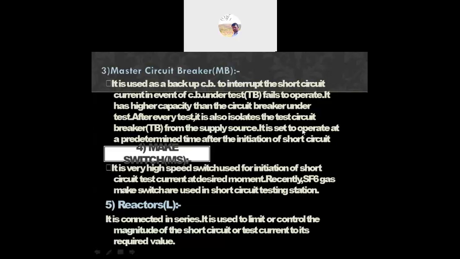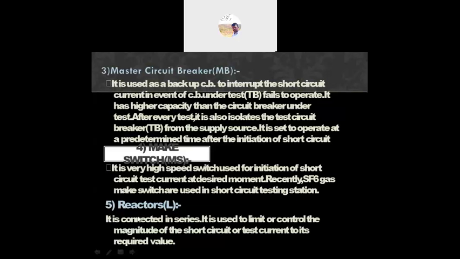Next are the making switches. The making switch is a very high speed switch used for the initiation of the short circuit test. You have to flow the short circuit current, so if you use a normal switch or a resistive switch, what happens? We won't get the short circuit at the desired moment. That's why we use the making switch, so the current flows at the desired moment.